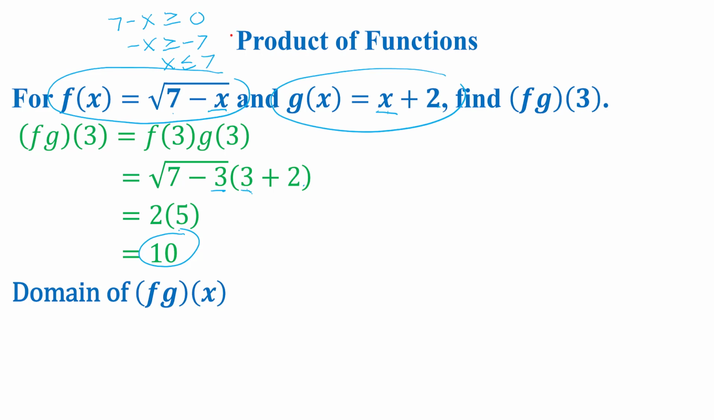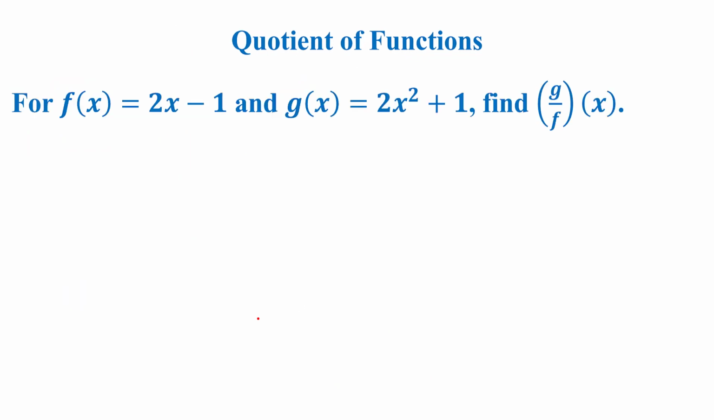For g of x, which is equal to x plus 2, there are no restrictions on the domain. The domain is all real numbers. The only restriction on the domain of f times g of x comes from f of x, which tells us that x has to be less than or equal to 7. So our final answer here for the domain would be negative infinity to 7, including 7.